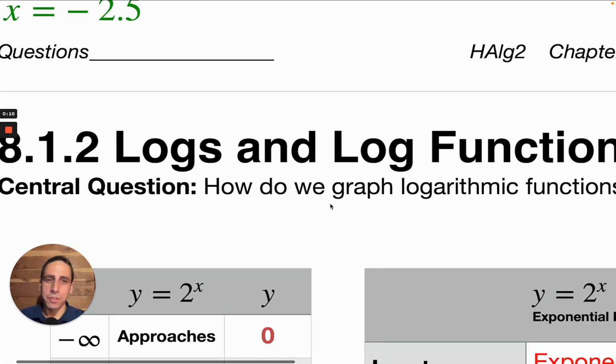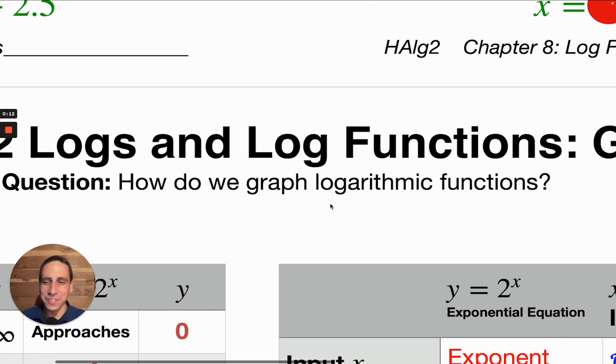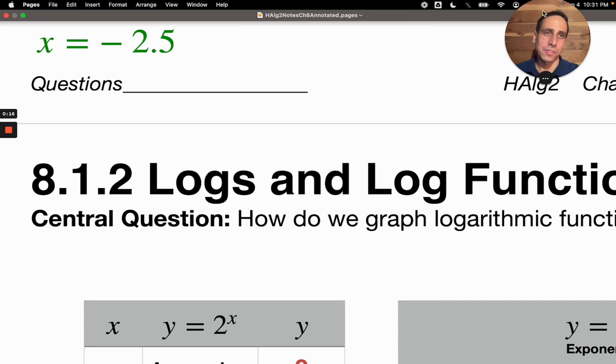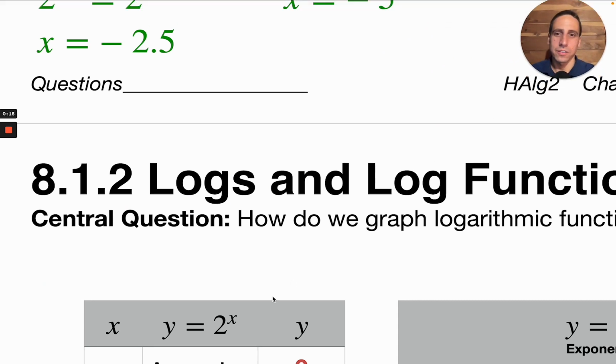Central question: how do we graph logarithmic functions? I thought you'd never ask. Well, here's how we're going to do it. We're going to use graphing tables, as always. All right, so check this out.